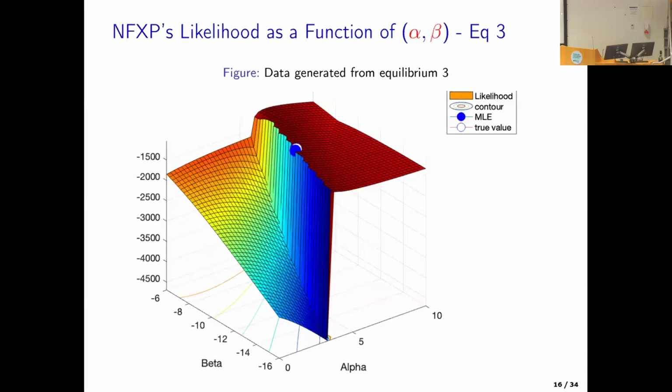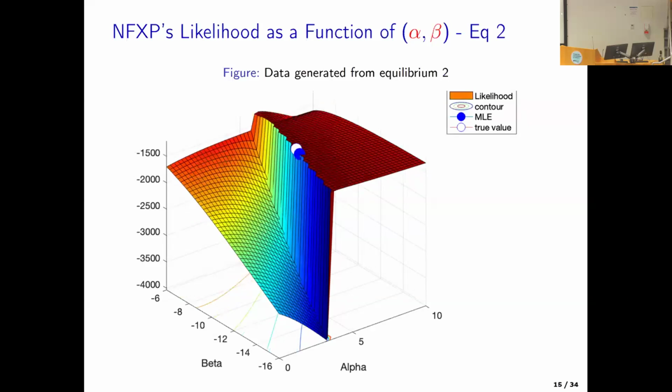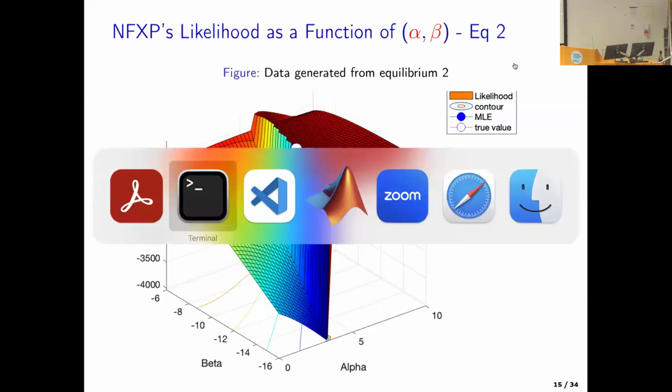Or you could also have lowered alpha. That makes equilibria disappear. Let's actually try to see if we can do that.